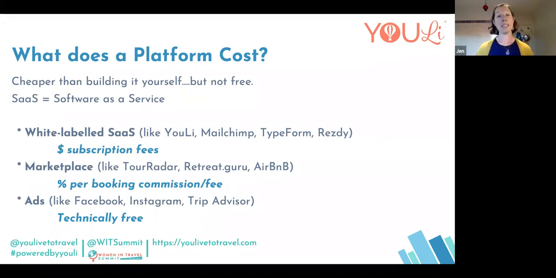And finally, platforms that are driven by ads. These look like they're free. These are your Facebooks, your Instagrams, your TripAdvisors. Technically, you as a business don't need to pay anything to be on those platforms. However, you are paying in a different way. So you pay because the audience that you're building on those platforms can be distracted off to other competitors at any time, and you have no control over that.